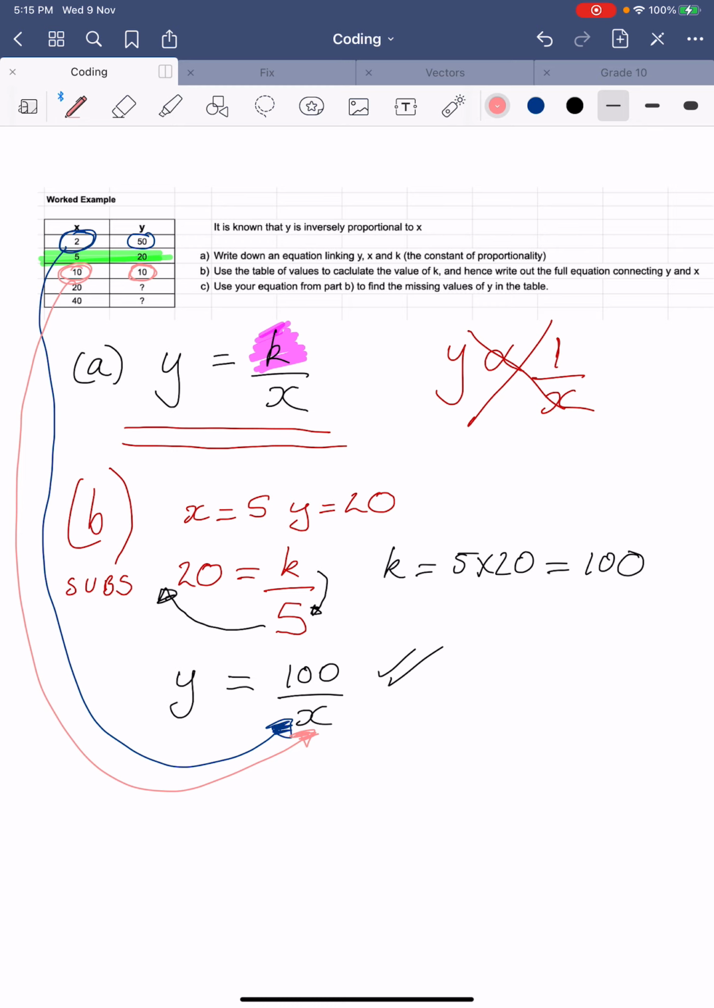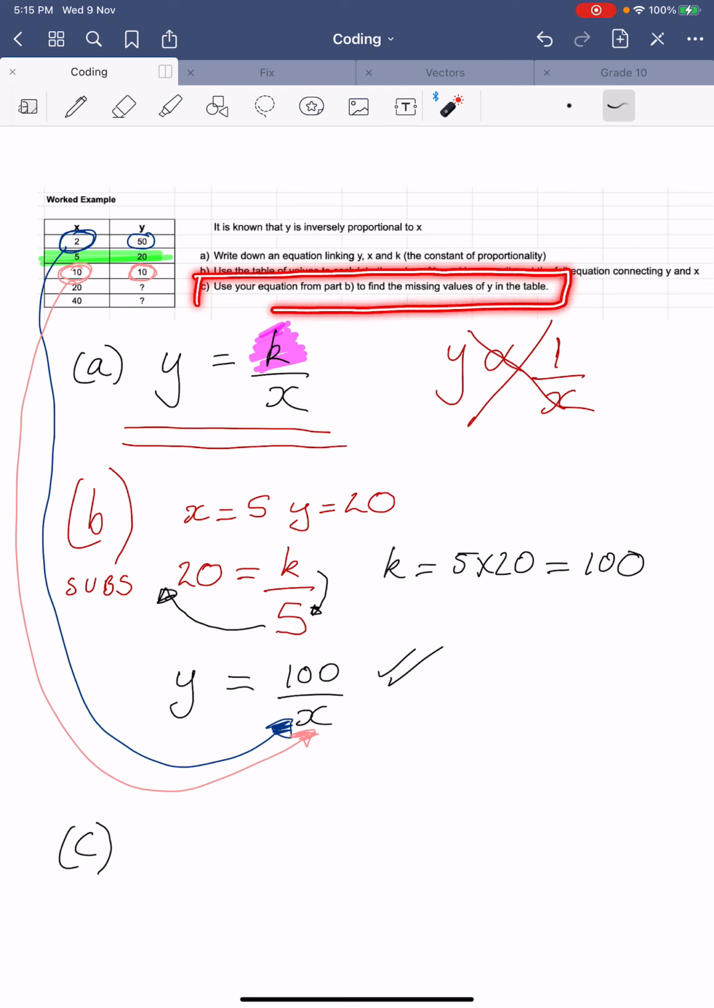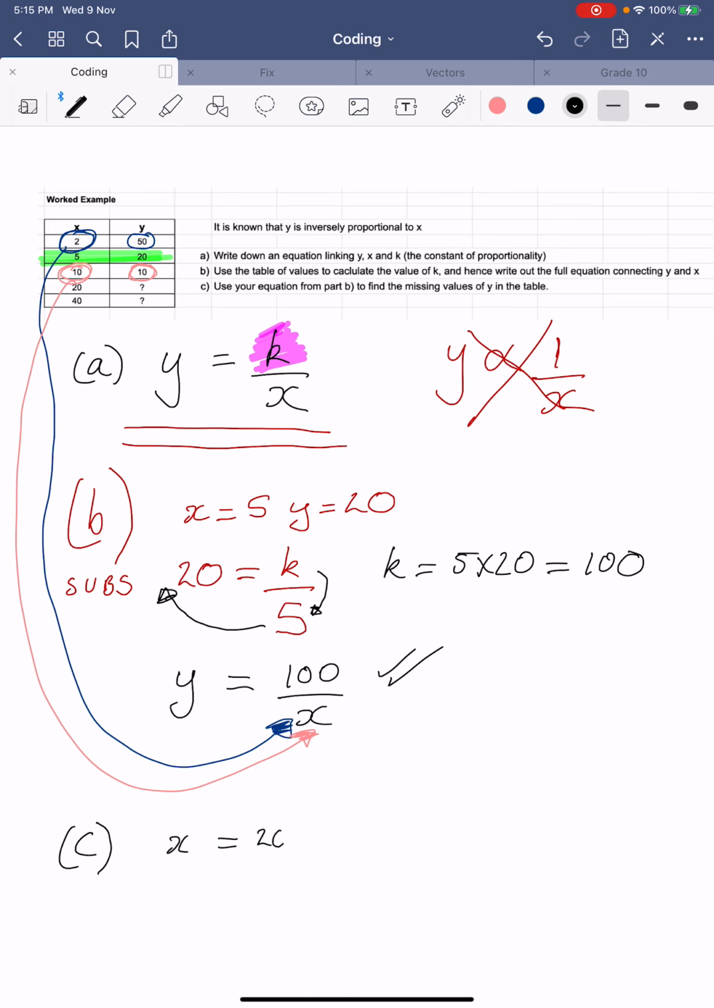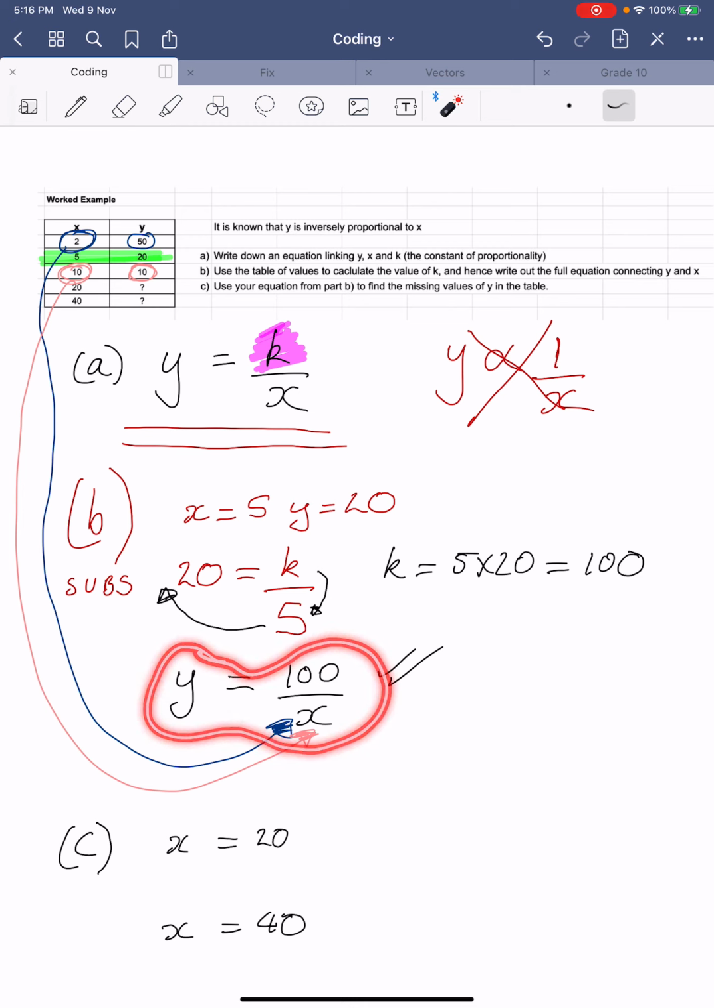So the final thing is part C. Let's go and read part C. Use your equation that you've just written down to find the missing values of y in the table. So I'm going to be quite organised here. I'm going to make this when x equals 20 and when x equals 40. Now you can see that this is the equation linking x and y. So we just have to substitute the x for 20 and the x for 40 and then calculate the final answer. So let's go ahead.